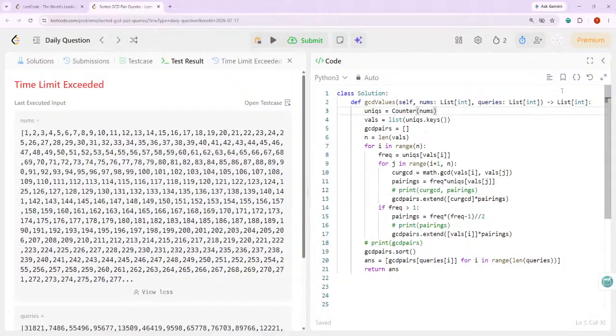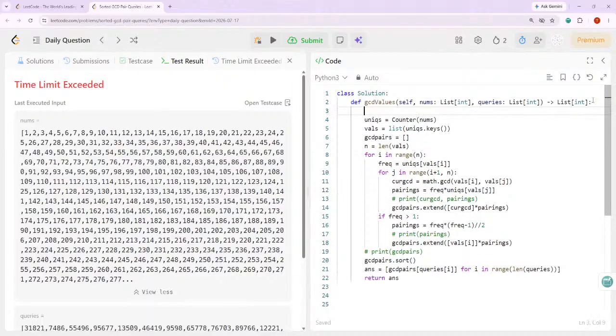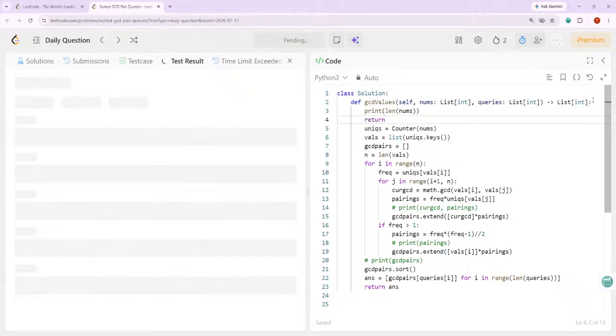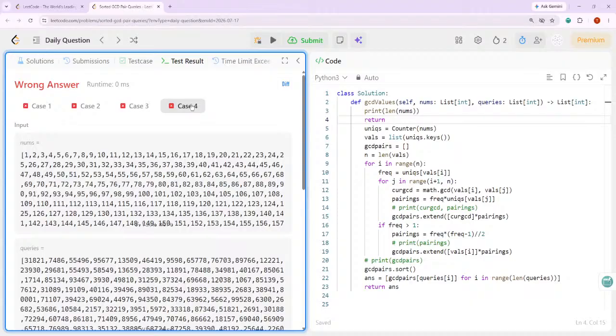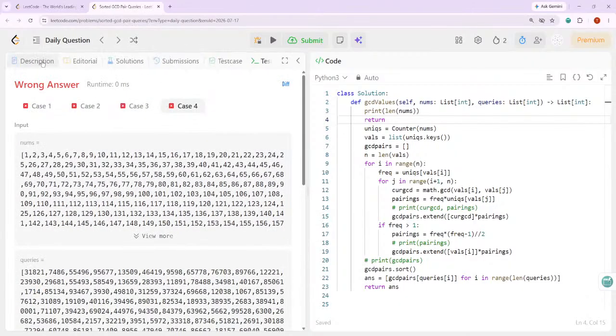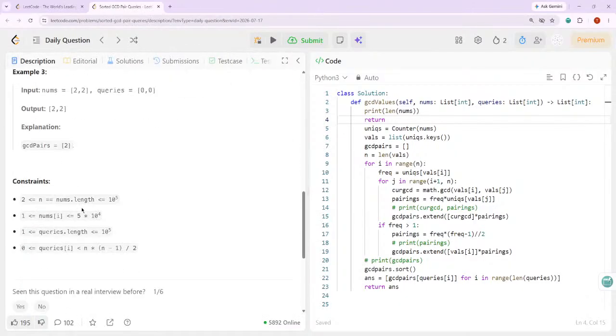Okay, let's go ahead and print out the length of this test case. How many elements are there? 5,000. So every element. I see. That is the upper limit, right? Okay.